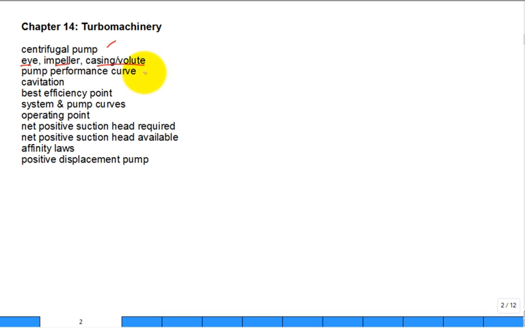We have the pump performance curve, flow as a function of head, some curve like this. Cavitation, we just mentioned it, where you have pockets of vapor that form. And they form in low pressure regions, then the fluid is swept to a high pressure region, they collapse, and they can cause a lot of damage and loss of efficiency of machinery. The best efficiency point, it's really where you want to operate that pump most of the time.